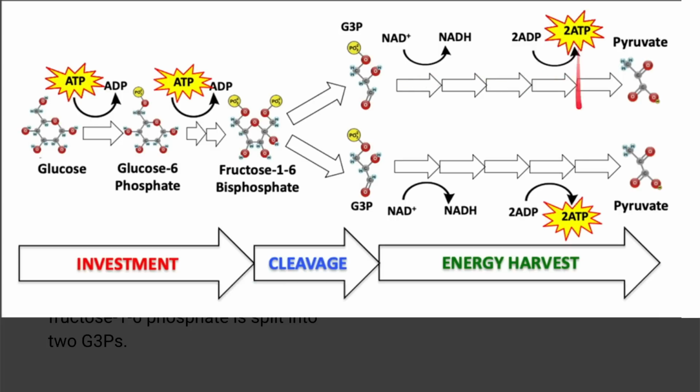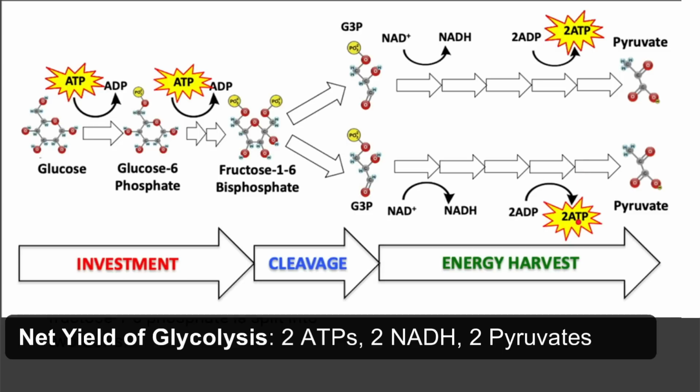We're getting a gross energy yield of 4 ATPs. And that leads us to the next idea. What's the net yield of glycolysis? We get 2 ATPs. Why 2 even though there are 4 over here? It's because 2 were invested at the start of the process. So we net 2. And we also get 2 NADHs, 1 produced over here from this G3P, 1 produced over here. And we wind up with 2 molecules of pyruvate or pyruvic acid. That's still loaded with energy, and that's going to power the next phases of cellular respiration.